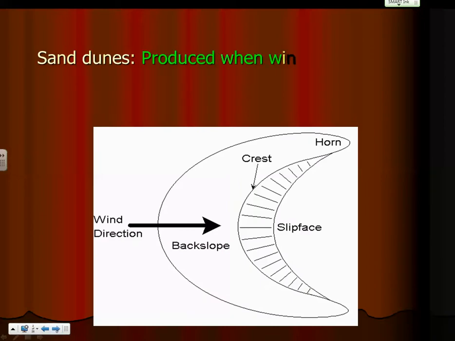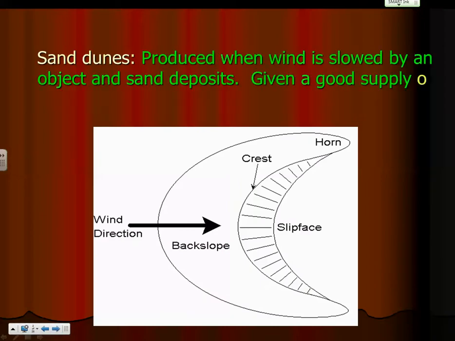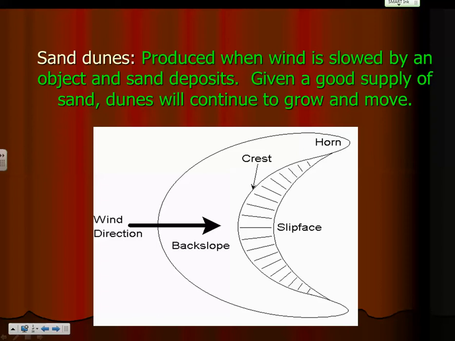Okay, moving on to sand dunes. Dunes are produced when the wind blows sand against some kind of object. It could be a small object in the sand, like a shrub or a rock or something, and that builds up sand on the windward side and creates what we call a dune.